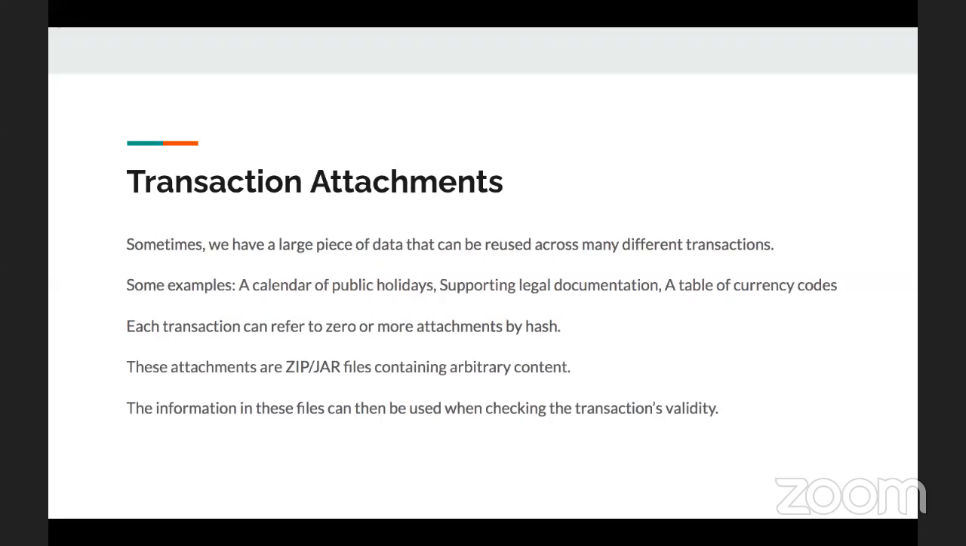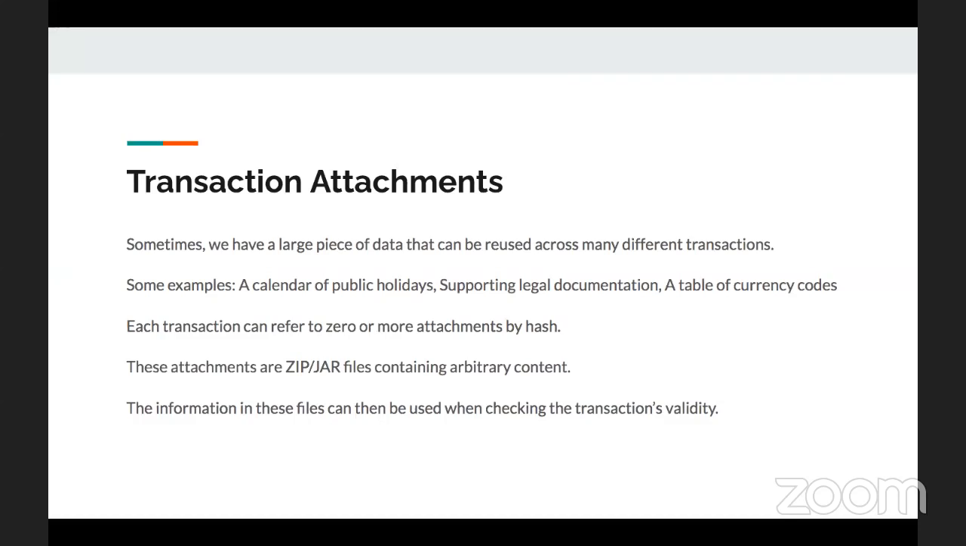And what is the concept of attachments? Attachments are either zip or jar files, which can contain arbitrary content. It could be images. Recently, when I did a reverse auction in Corda, they wanted to attach the photo of the people who are participating in the auction. You can also add their consent. You can add their membership registration. All relevant documents and attachments can be added as a zip or a jar file.